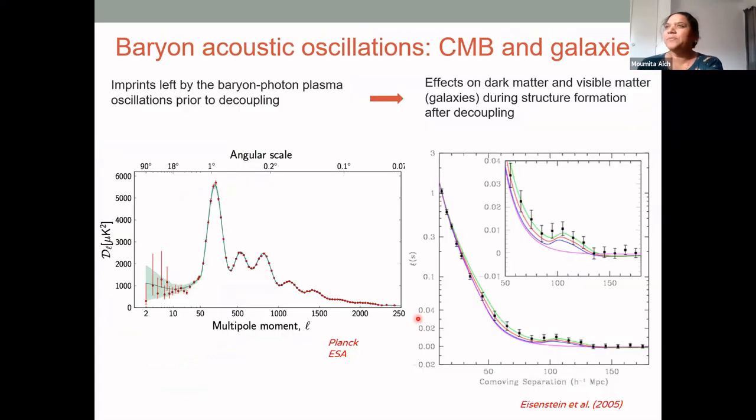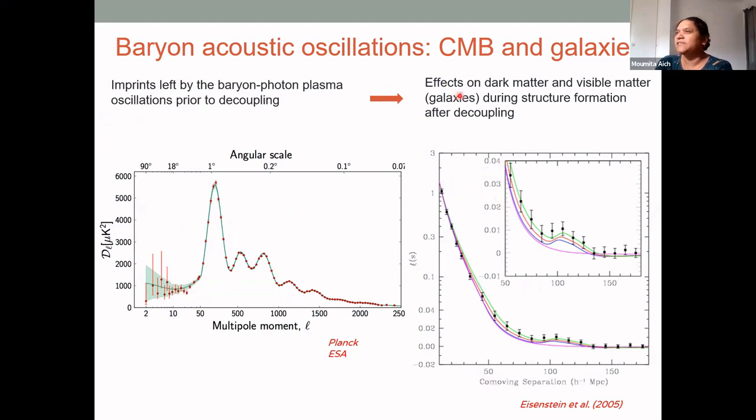Right, so this is how we get from the baryon acoustic oscillations to the CMB and galaxies. The imprints left by the baryon photon plasma oscillations prior to decoupling, this is basically the CMB. This is just the temperature power spectrum from the Planck satellite. But as we said, these propagate later on, and that's where the large scale structures form from. And you can also see that in the matter power spectrum.